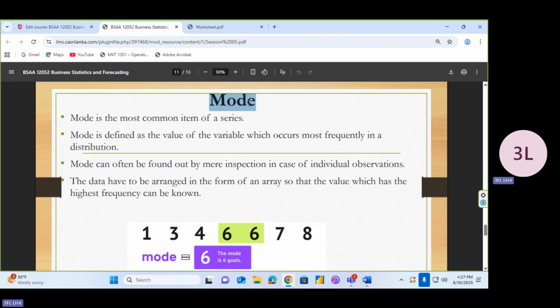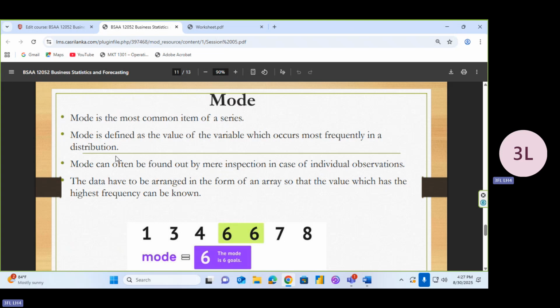Mode means what? Mode represents the most frequent observation value. Mode is the most common item of the series. Or we can say mode is defined as the value of the variable which occurs most frequently in a distribution. Then we take the distribution and check whether there are any repeated numbers. We look at which one has the most frequent observation. The highest frequency is the mode.